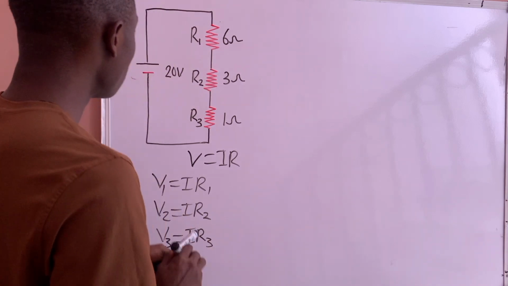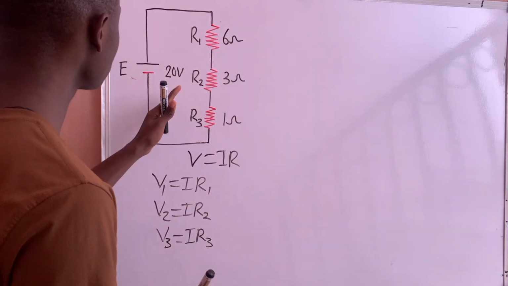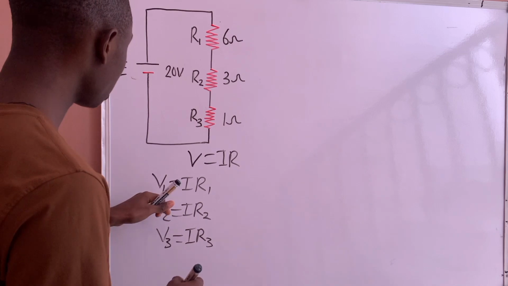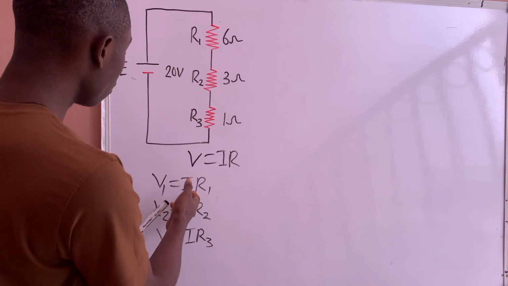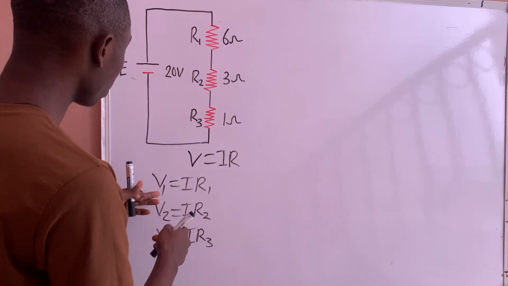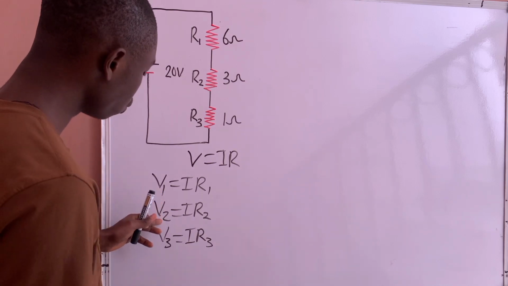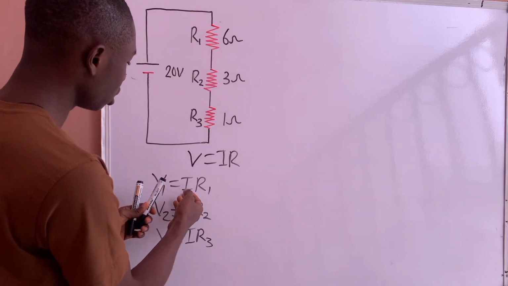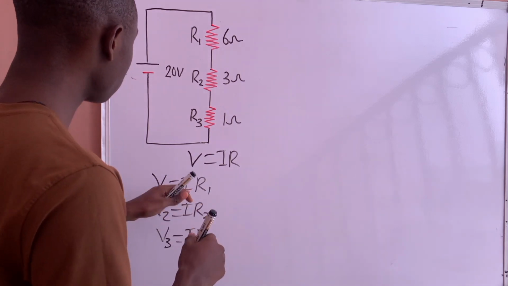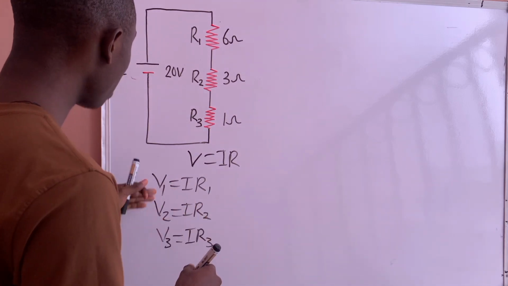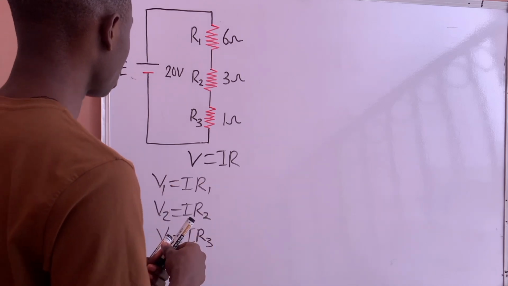But from this circuit, the current is not given. And from the Ohm's law formula, we need the current to find the voltage drop across resistors R1, R2, and R3, which are V1, V2, and V3. We need the value of current. So what are we going to do? We will look for the value of current first, in order to find the voltage that will drop across the individual resistances.